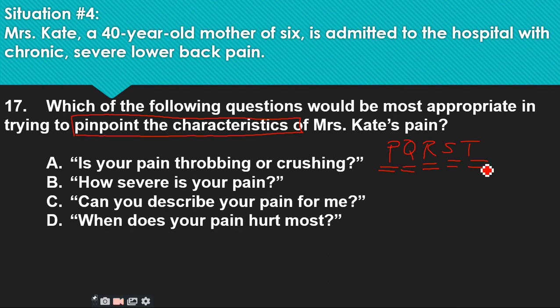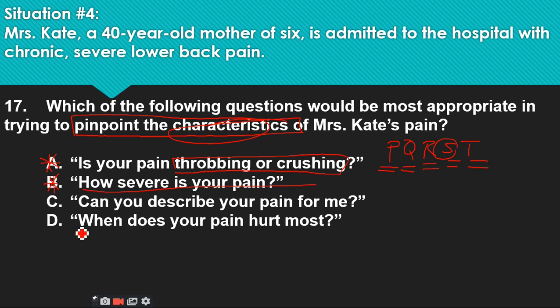So therefore, that's going to be the characteristics of the pain that you're going to assess. In this case, letter A is basically throbbing or crushing. That's going to be quality, so isa lang po siya. We're looking for letter S here, characteristics as plural. So letter A is strong. How severe is your pain? That's letter S. Severe, one characteristic only. So it's going to be wrong also.